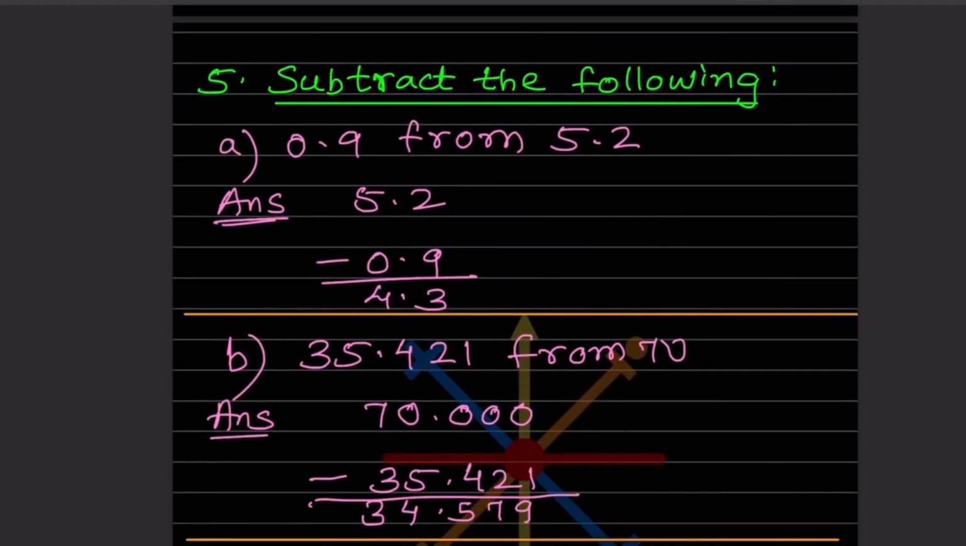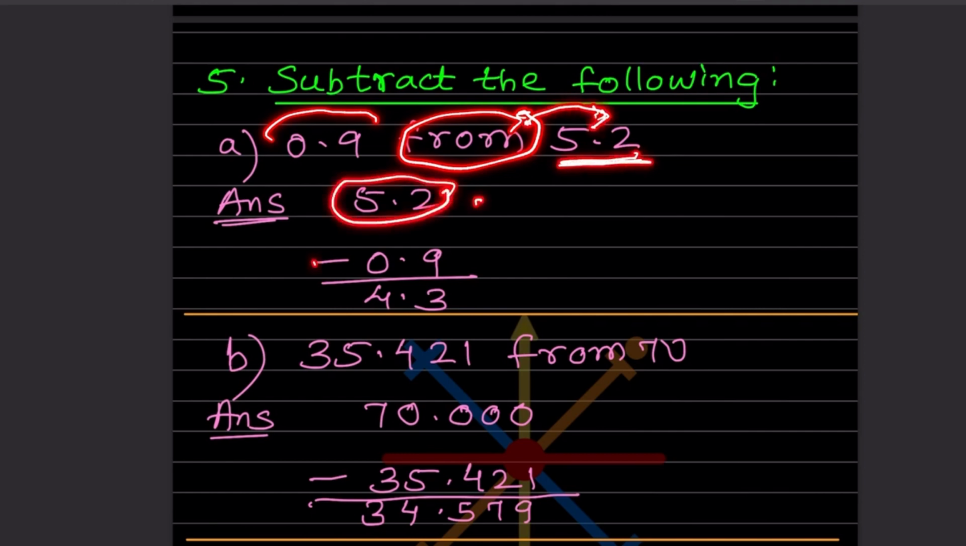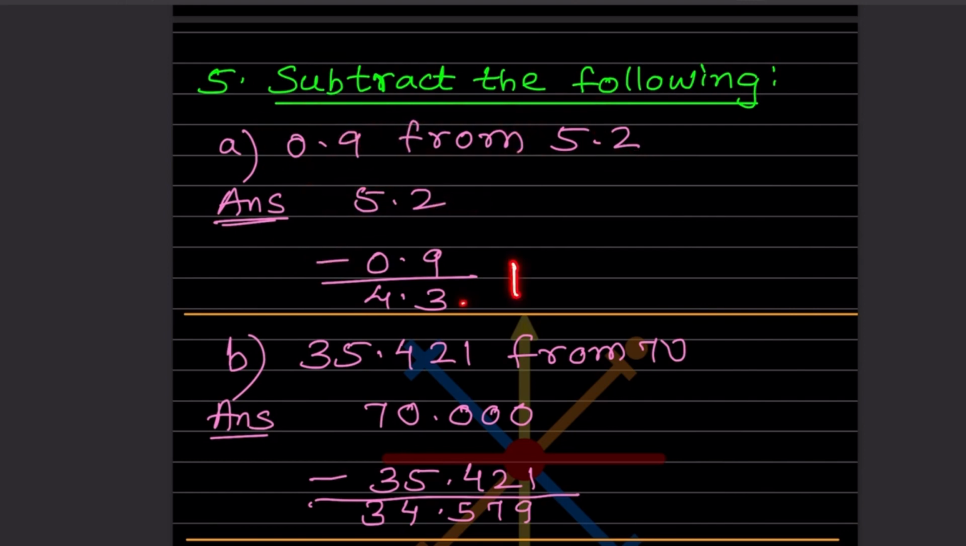Subtract the following. Now they said 0.9 from. Whenever this word "from" is written, whatever the number is after that comes at the start. So you will write it here, and you are going to subtract this number from that number. That subtraction is easy, but you should know the meaning of what is after "from" and what to write. So again here, "from" means this number should be written over here.